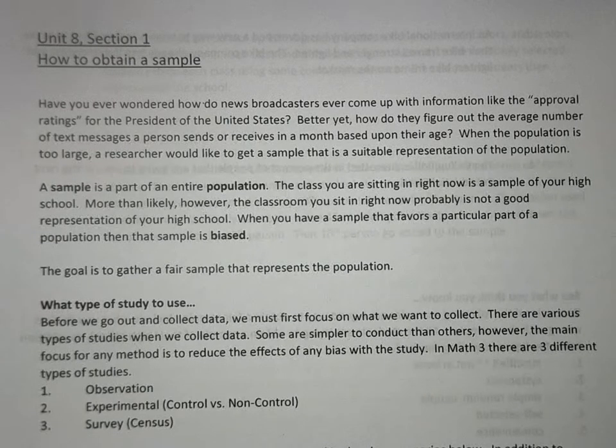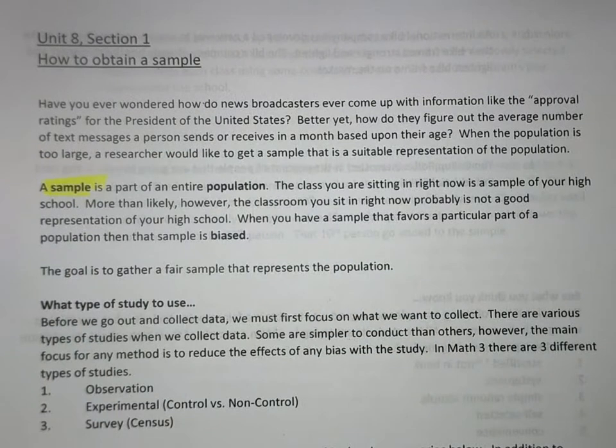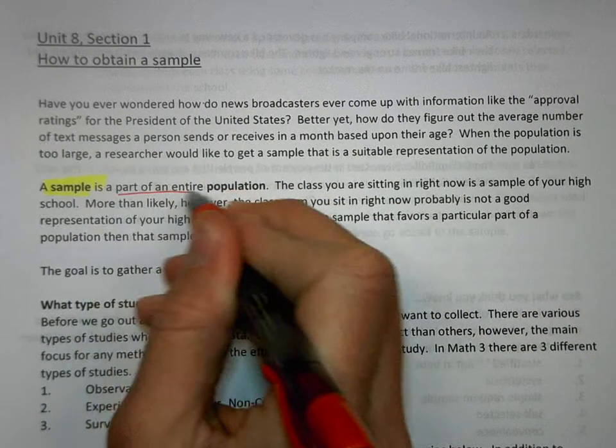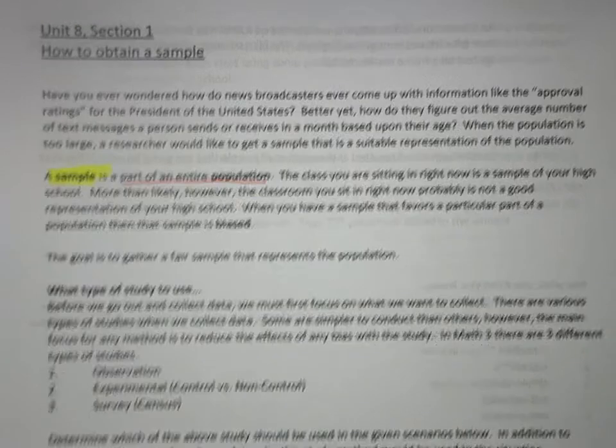Have you ever wondered how news broadcasters come up with information like the approval ratings for the President of the United States? Better yet, how do they figure out the average number of text messages a person sends or receives in a month based upon their age? When the population is too large, a researcher would like to get a sample that is a suitable representation of the population. So starting here, a sample is a part of the entire population. A sample is just a piece of it, not the whole part.